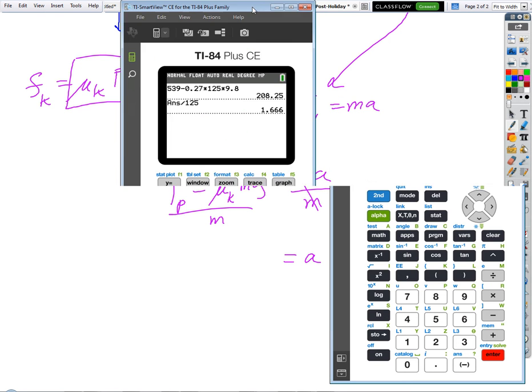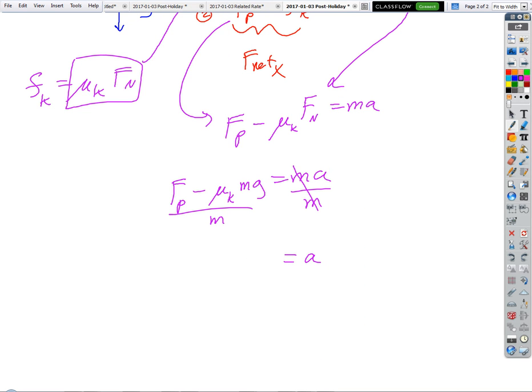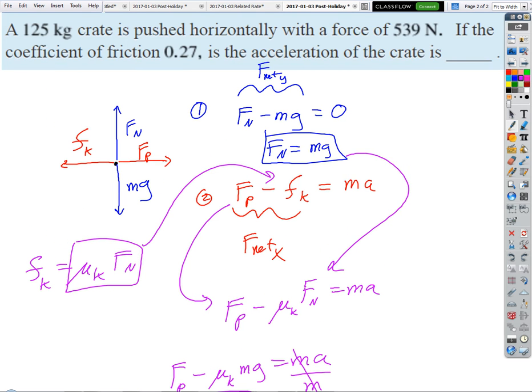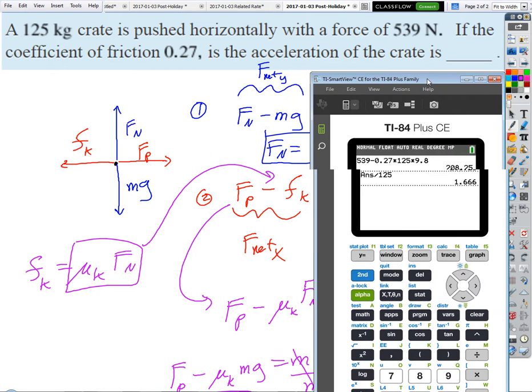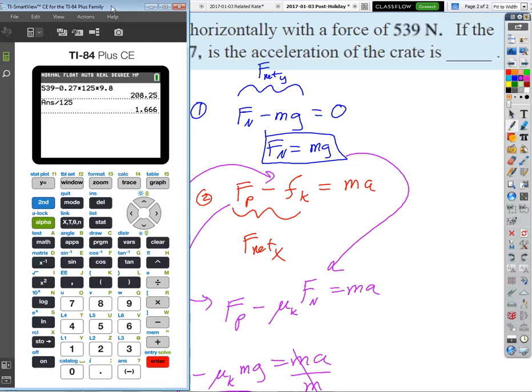Okay. So 3 sig figs, everybody agree? So 1.67. Yep. Okay.